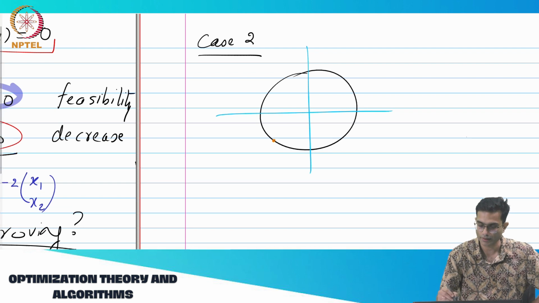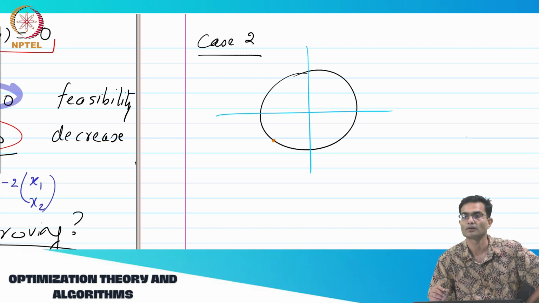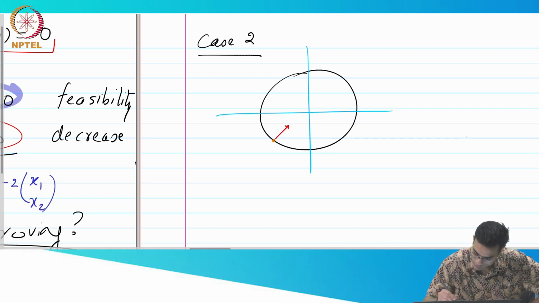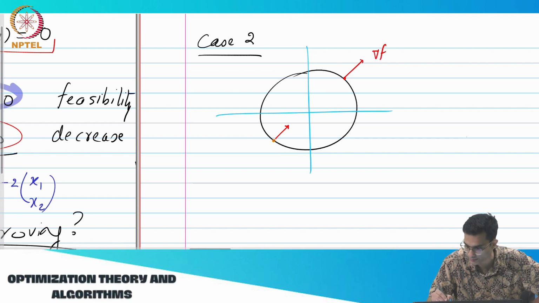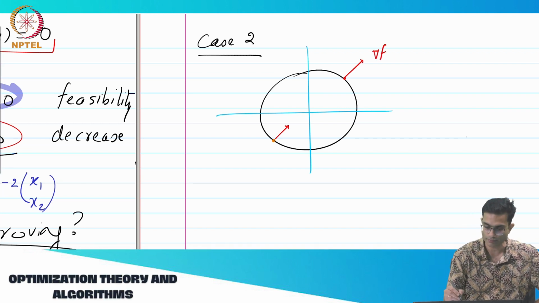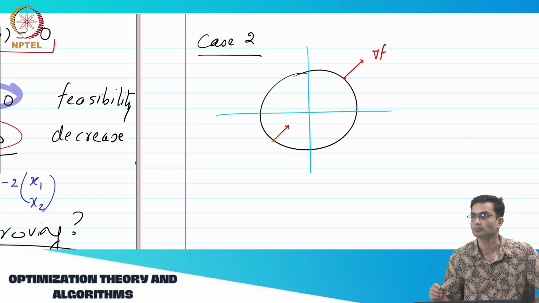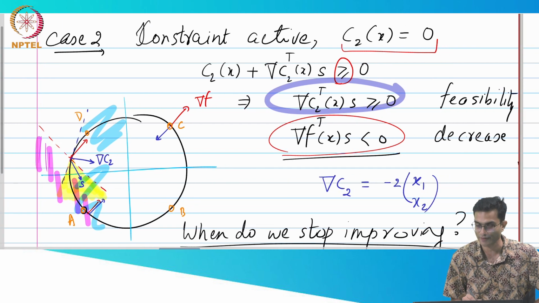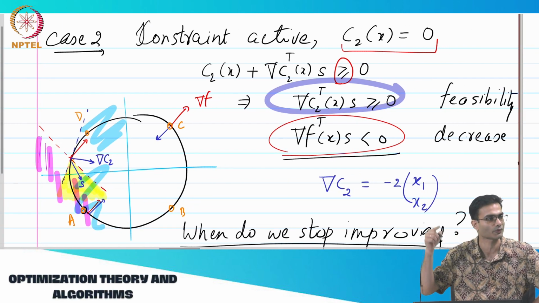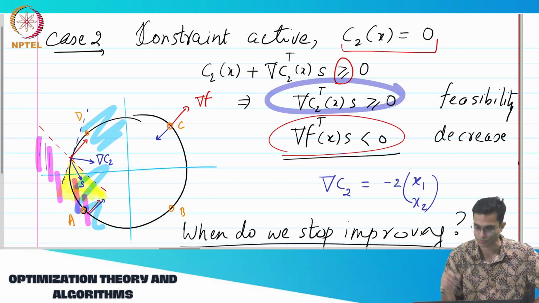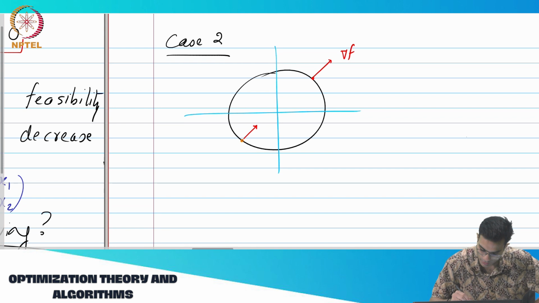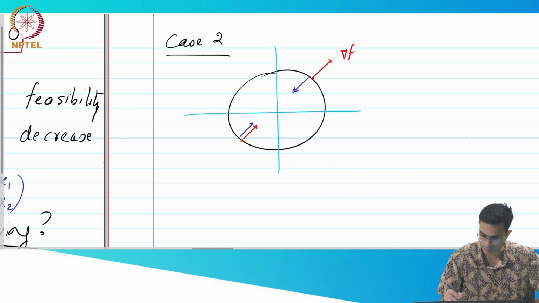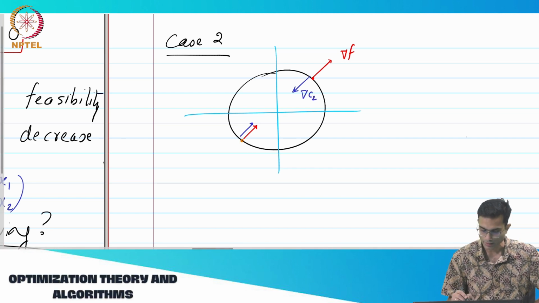Which way is grad f pointing? At all points, grad f is always the same, which is 1, 1, right? So my grad f is here, my grad f is here, this is my grad f. What way was my grad C pointing? Grad C2? Outward or inward? Inward, right? Because I had defined C2 with a 2 minus x1 square minus x2 square. So grad gave me minus 2x1, minus 2x2. So that makes this my grad C2 and this is my grad C2. So this is grad C2, okay?